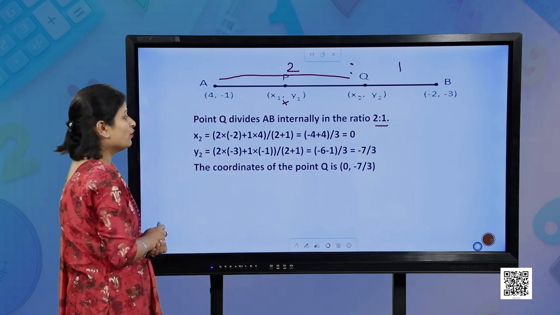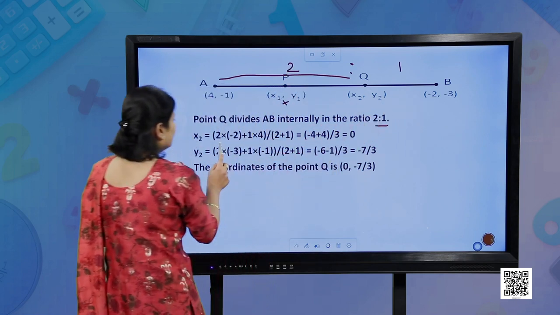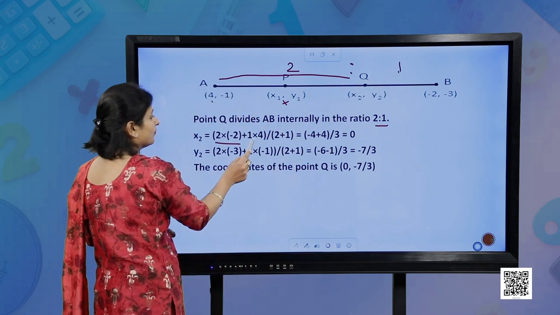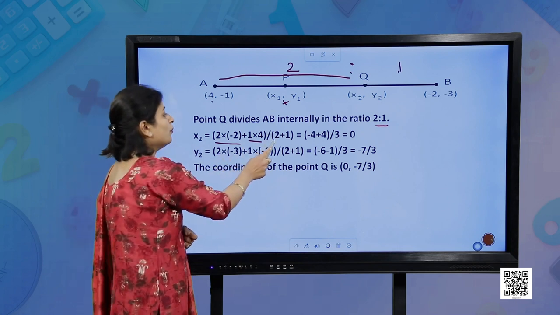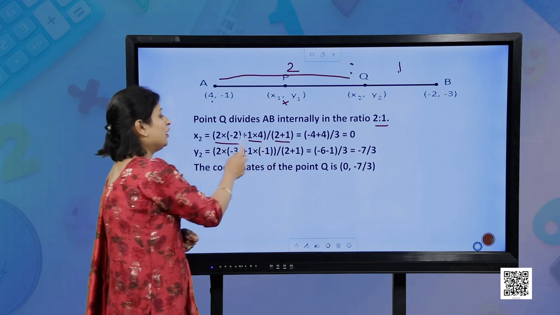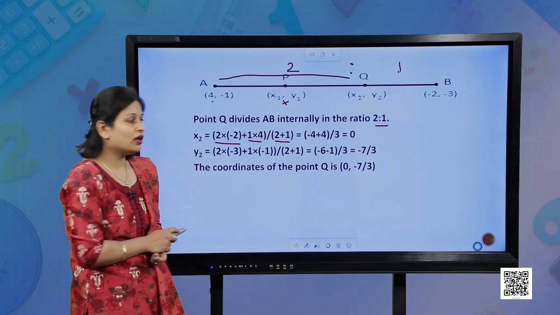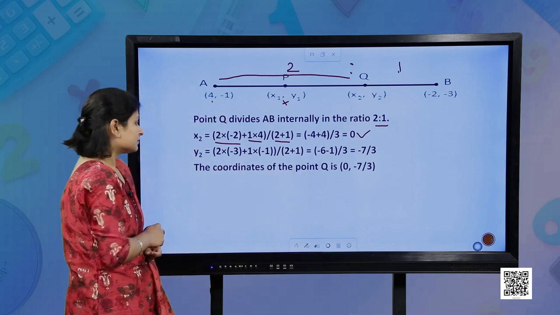So, for X2, what will you get? 2 into minus 2 plus 1 into 4 divided by the sum of the ratios, which is 2 plus 1. What will you get after solving? Minus 4 plus 4 in the numerator divided by 3, you will get 0.